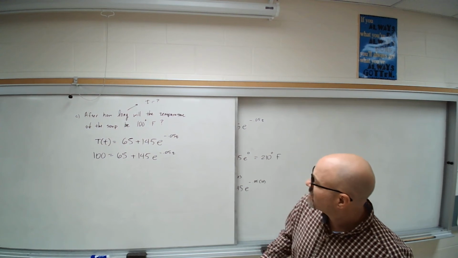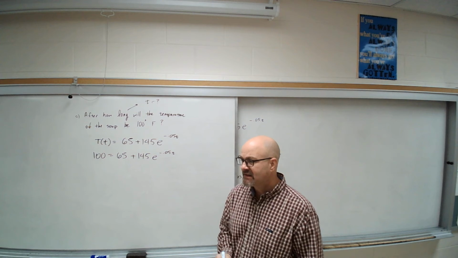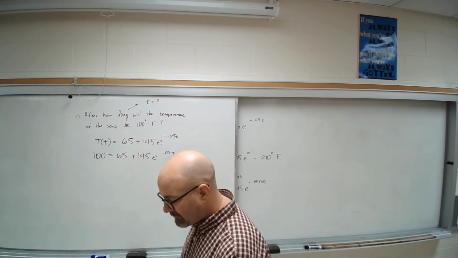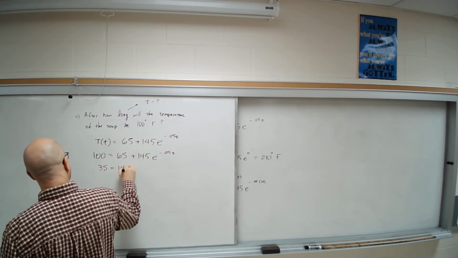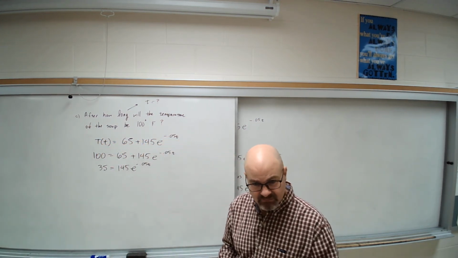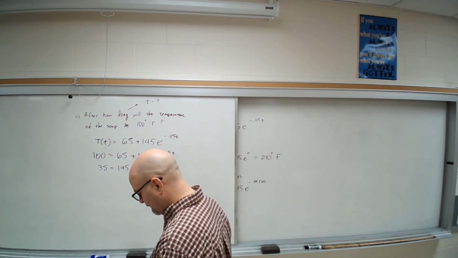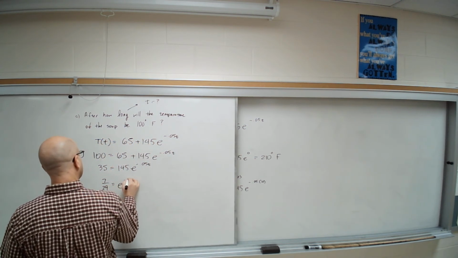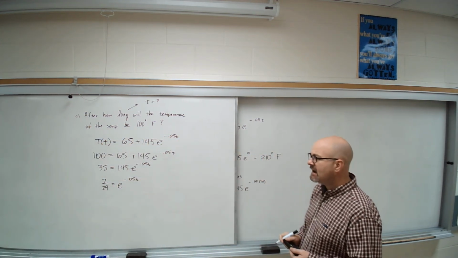Okay, to solve this equation, we have it set up as 100 equals 65 plus 145 e to the negative 0.05 t. So we're going to isolate. First, we're going to subtract 65 from each side. So 100 minus 65 is 35, and that's 145 e to the negative 0.05 t. True? And then we divide by 145. And that reduces to 7 over 29 equals e to the negative 0.05 t, which is great.